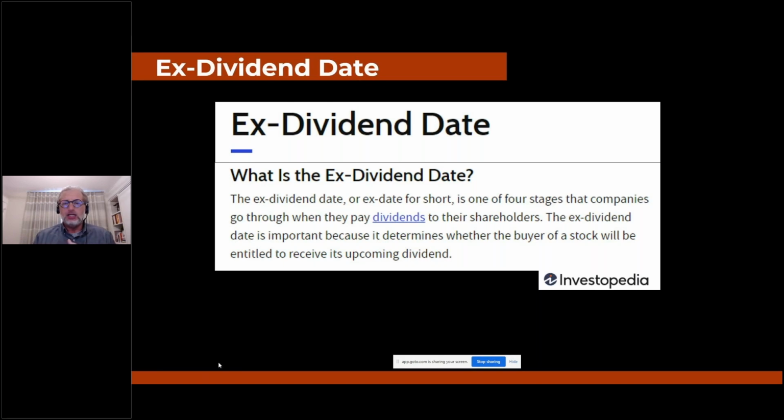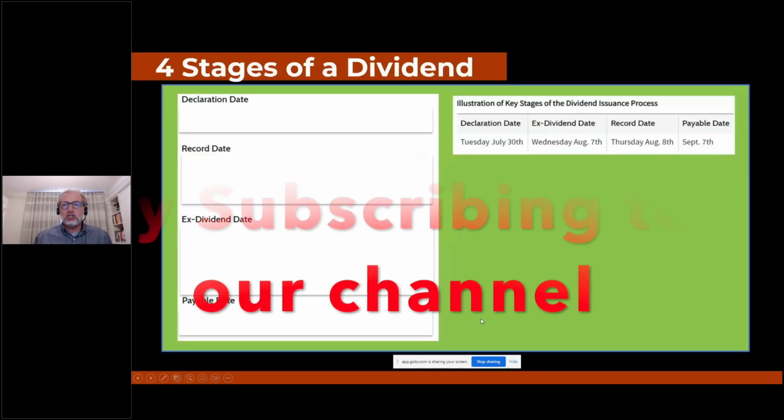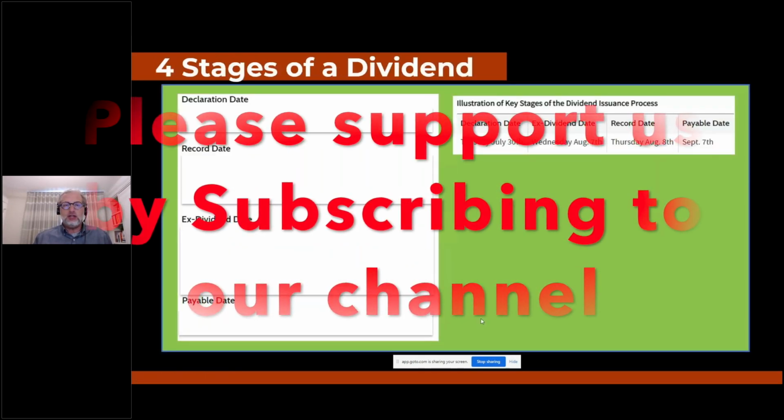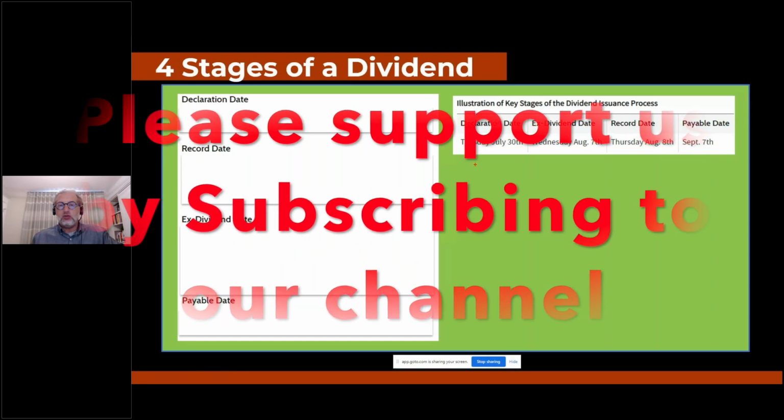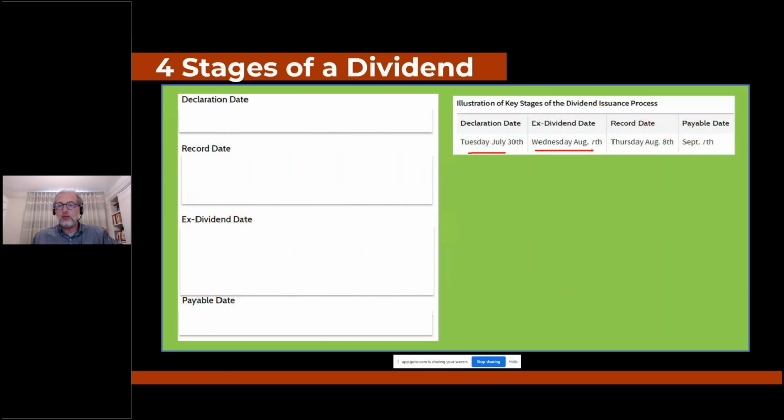The ex-dividend date is one of 4 stages the companies go through to pay a dividend. The ex-dividend date is important because it determines whether the buyer of a stock will be entitled to receive the upcoming, typically quarterly dividend. This is right out of Investopedia. So let's look at the 4 stages of a dividend and key into the fact that these dates are very important and chronologically in order here.